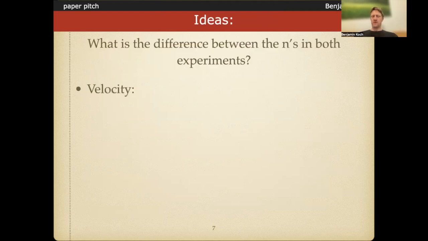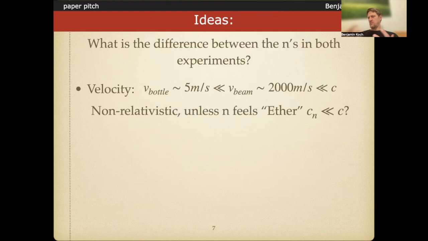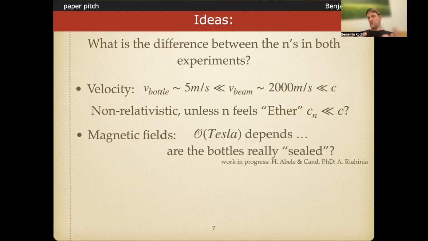Well, first of all, there's the velocity. In a beam, the neutrons are at around 2000 meters per second. In the bottle, it's only 5 meters per second. That's a difference, but it's far too small to think about relativistic or any similar effect. Another difference is magnetic fields. They are of different magnitude, depending on the experiment, and it's hard to imagine an explanation here.